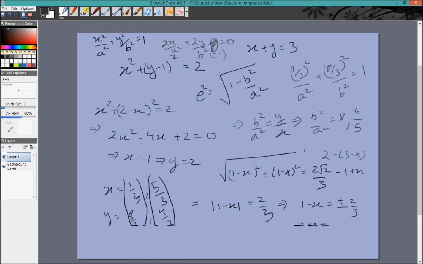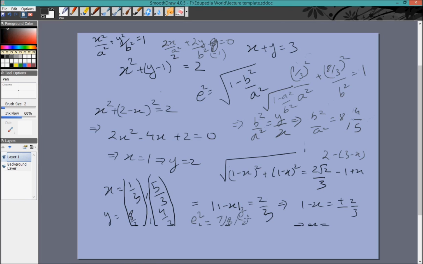But if b squared is greater than a squared, then this formula becomes 1 minus a squared by b squared. So in the first case we'll have to use this formula, in the second case this formula. So we get e1 squared is equal to 1 minus a squared by b squared, which is 1 minus 1 by 8, so e1 squared comes out to be 7 by 8.